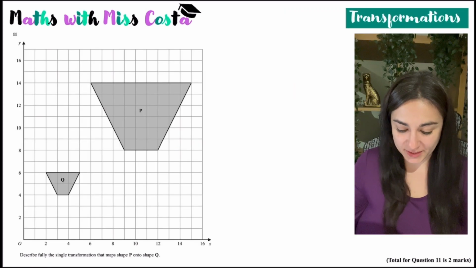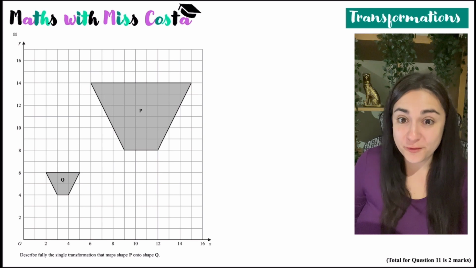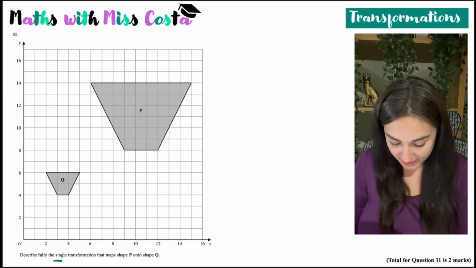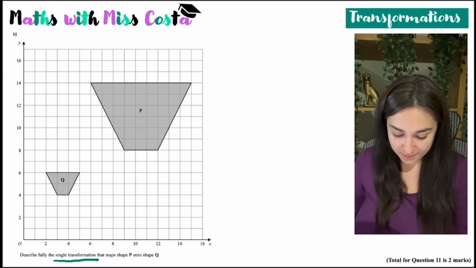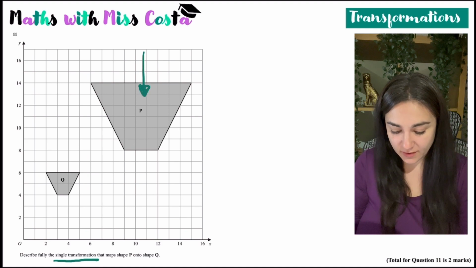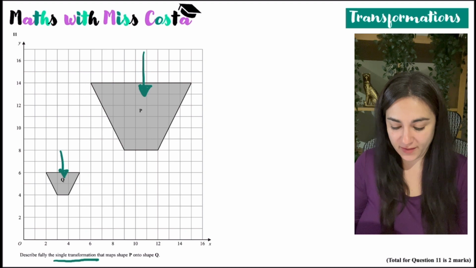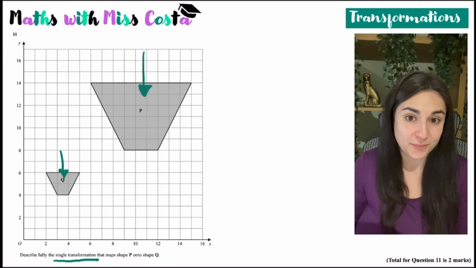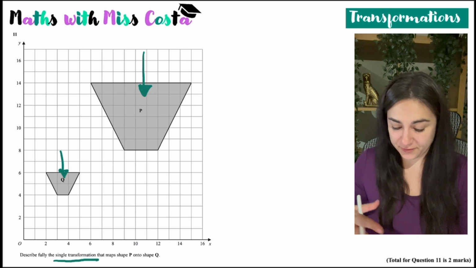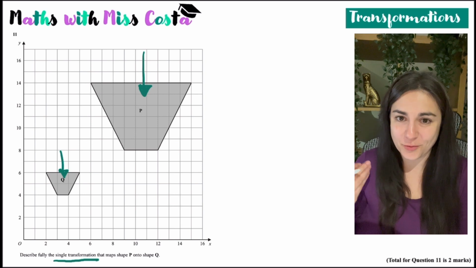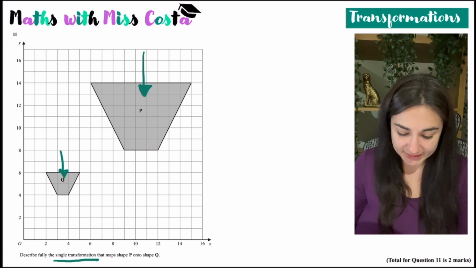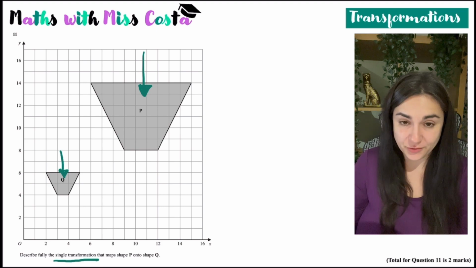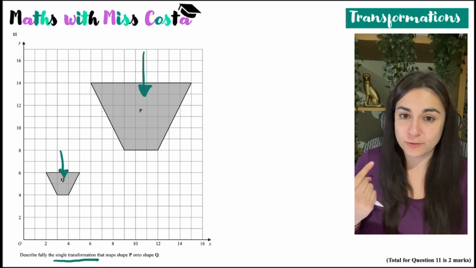Okay, so in this question, I am asked to describe fully the single transformation, that's really key, that maps shape P onto shape Q. This question is really easy to misread because everyone just assumes you go from Q to P because it's left to right. It's also the smaller to the larger, but read the question very carefully. I start with shape P and it gets transformed into shape Q, and it's a single transformation.